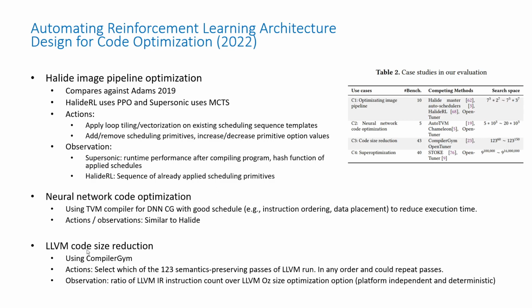For the LLVM code size reduction, they are competing. Supersonic is competing against CompilerGym in the evaluation, but it also uses CompilerGym. The action is a set of 123 semantic-preserving passes of LLVM, and they could run in any order, and they could even repeat passes as well. And the observation is a ratio of instruction count over OS size that is platform independent.